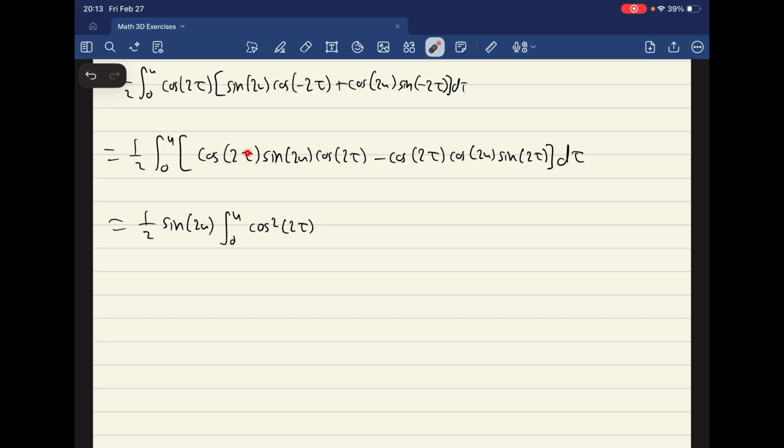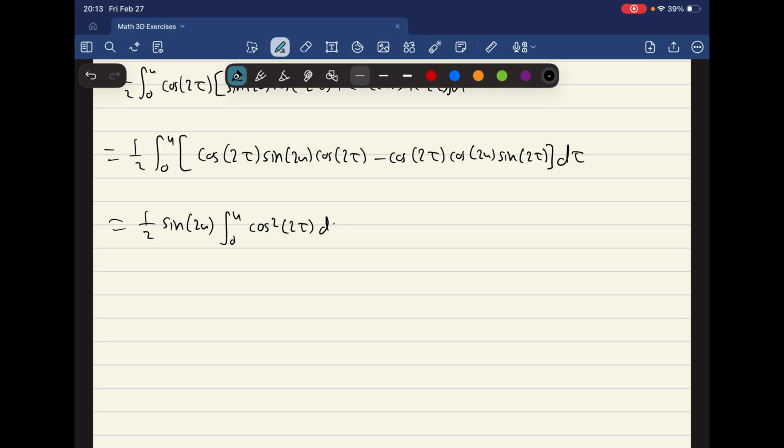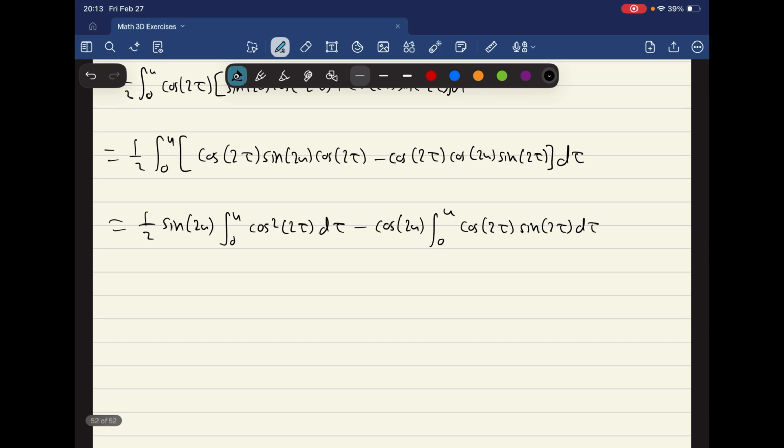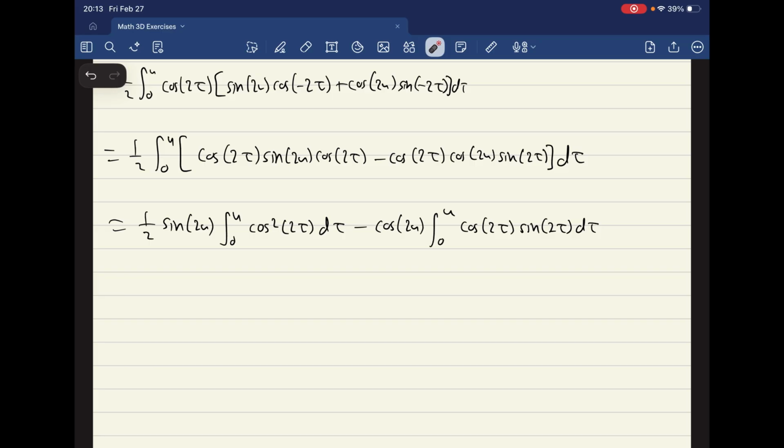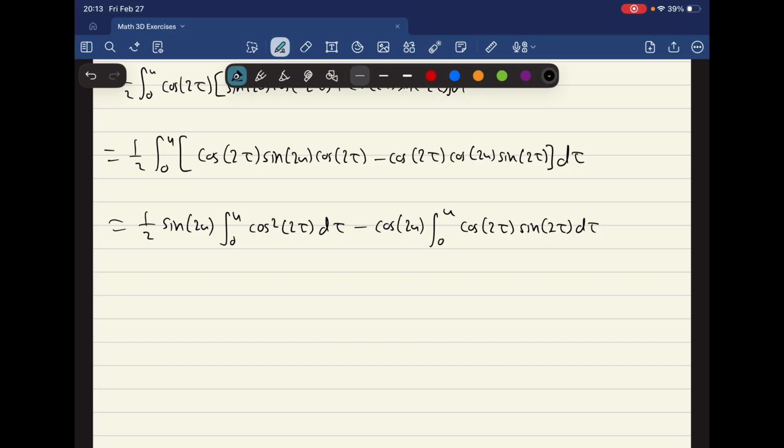And here we have 2 copies of cosine 2 tau, so this is cosine squared. And for the second integral, we can factor out the cosine 2u. And we get 0 to u cosine 2 tau sine of 2 tau d tau. And so now all that remains, and oops, actually I forgot that this factor of 1/2 goes to the other integral too. So this will be minus 1/2. Okay.